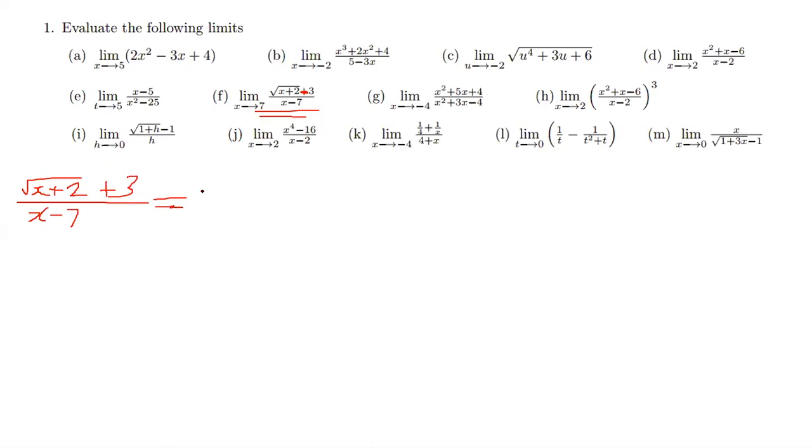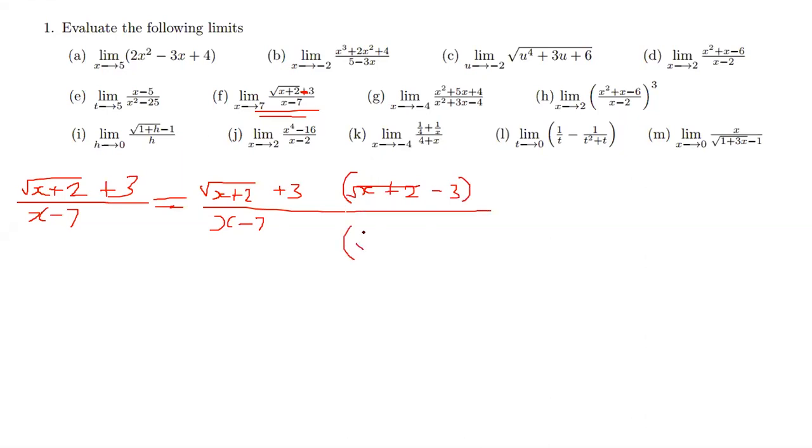So the conjugate of the numerator there will be, let me first copy this same expression, which is the square root of x plus 2, and then this is plus 3, over x minus 7. So the conjugate of the numerator there is going to be the root of x plus 2, and then minus 3. Then everything divided by the same thing, which is the square root of x plus 2 minus 3.